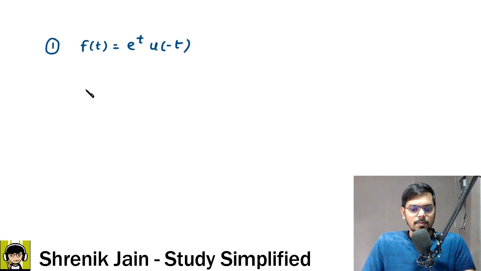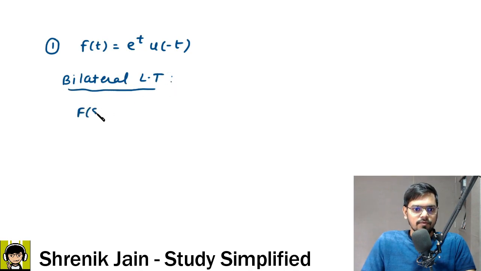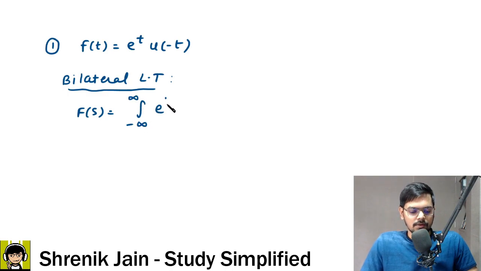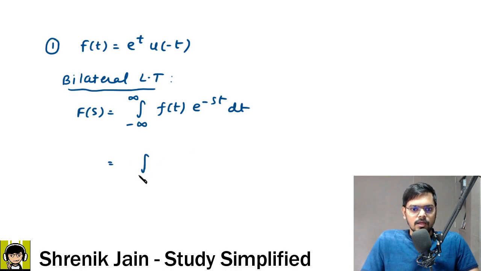Then they are asking us the bilateral transform function. So bilateral means working on both the sides. So the bilateral Laplace transform formula is capital F(s) equals the integral, t going from minus infinity to infinity, of f(t) e^(-st) dt. So now, integral from minus infinity to infinity, what is our function? e^t into u(-t), then e^(-st) dt.